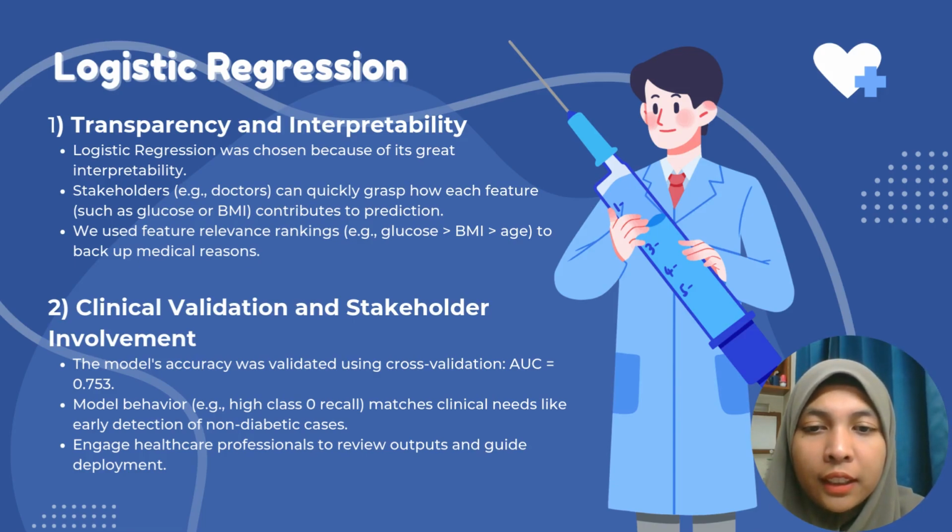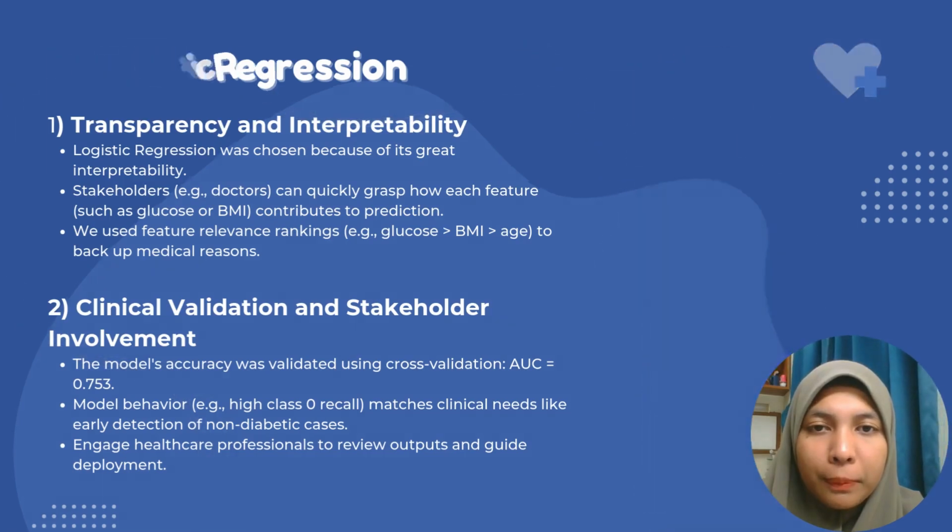Second, clinical validation and stakeholder involvement. Our model achieved the highest AUC score of 0.753 compared to the decision tree and random forest. This shows it performed well and it is reliable. We also aim to involve medical experts in reviewing how the model works so it fits the clinical needs and can be improved based on the feedback.